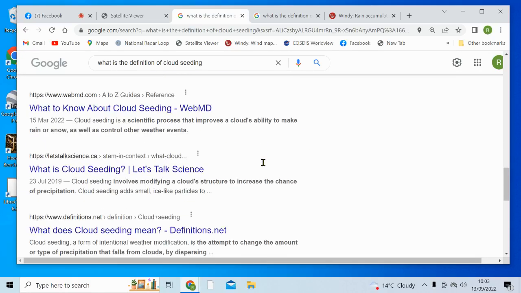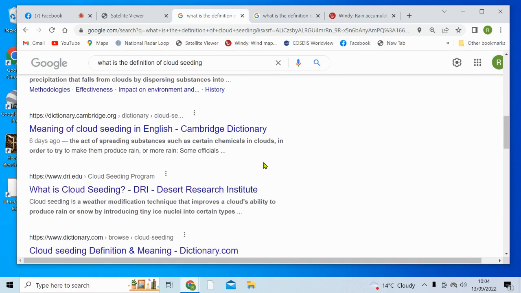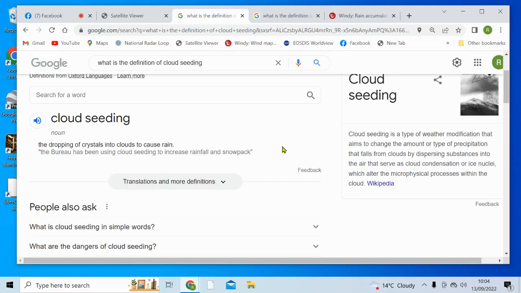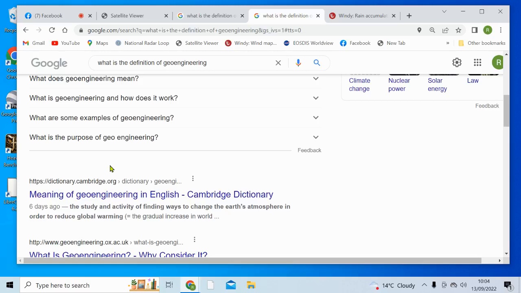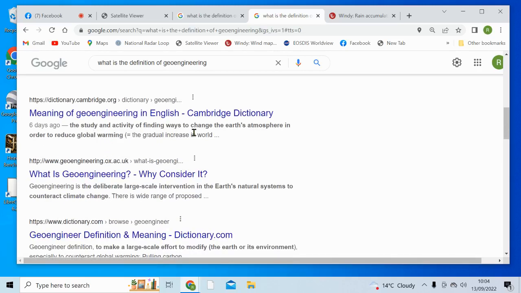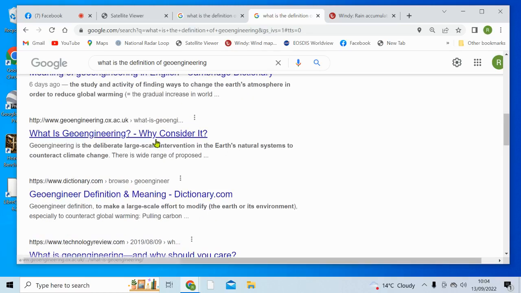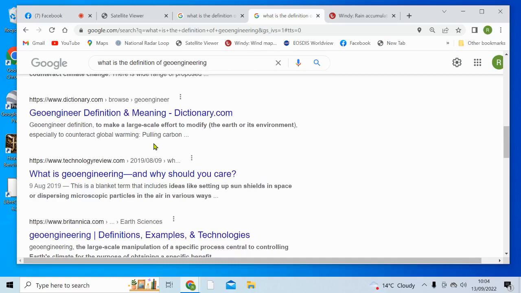Well, that's cloud storage of a different kind. It's clear. Even the definition says so. It takes an existing cloud. Now, what is the definition of geoengineering? Geoengineering is the deliberate large-scale manipulation of an environmental process that affects the Earth's climate to attempt to counteract the effects of what they're saying is global warming. In other words, they can make rain. The study and activity of finding ways to change the atmosphere in order to reduce global warming, but they chose it's weather manipulation. All you get here is the official excuses.